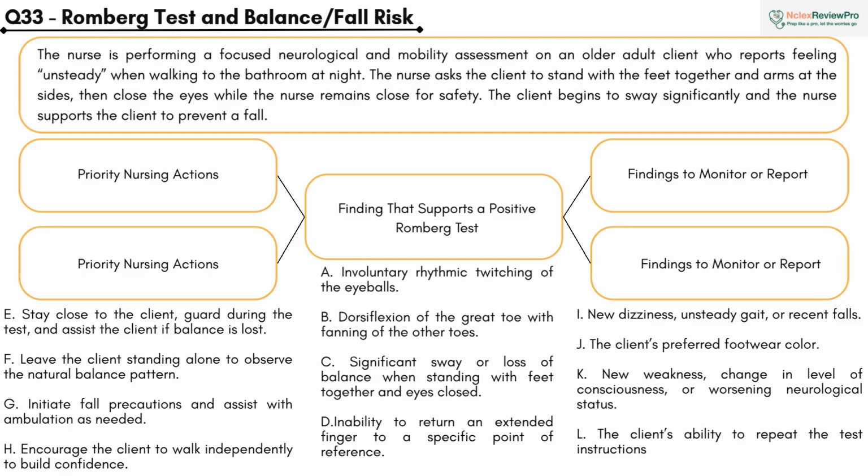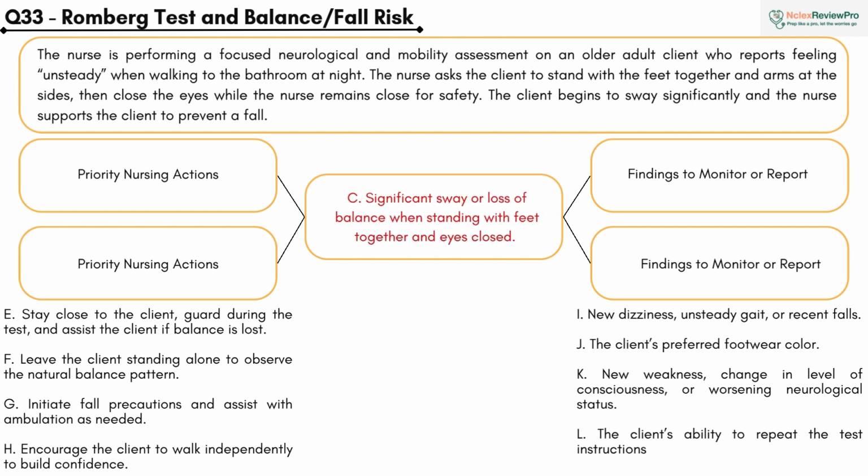Option J, the client's preferred footwear color. Option K, new weakness, change in level of consciousness, or worsening neurological status. Option L, the client's ability to repeat the test instructions. Take a moment and think about your answer. For the finding that supports a positive Romberg test, the correct answer is option C, significant sway or loss of balance when standing with feet together and eyes closed.